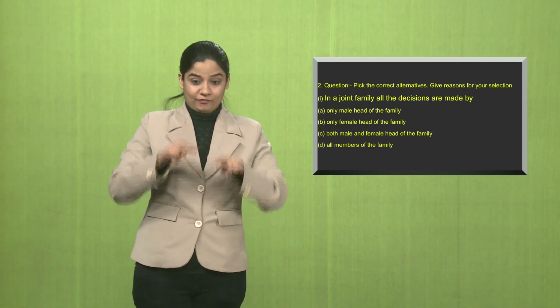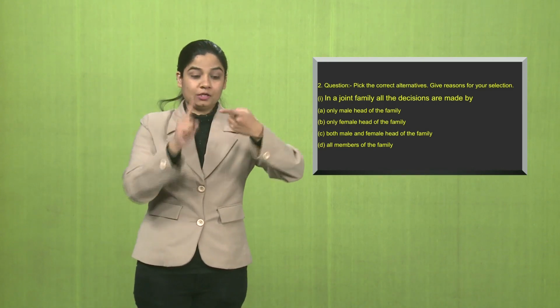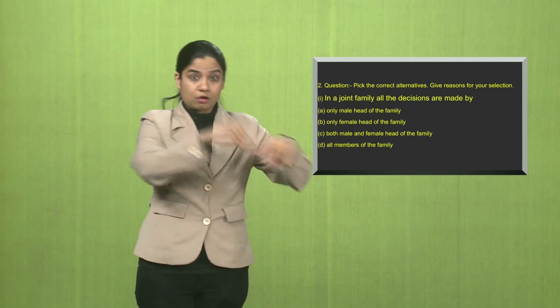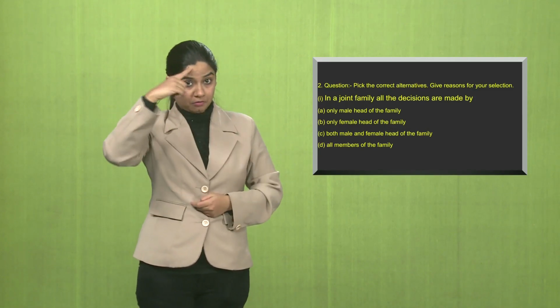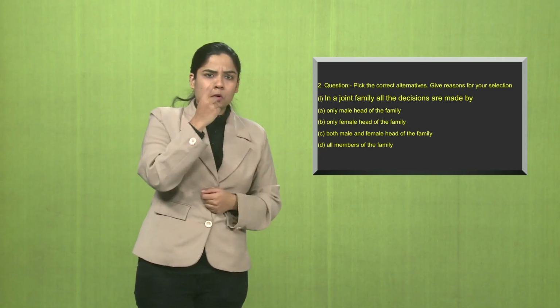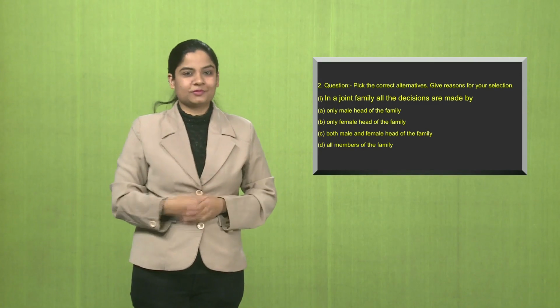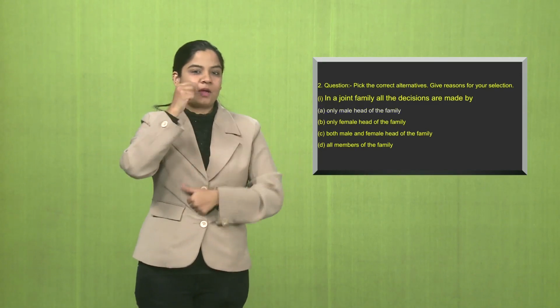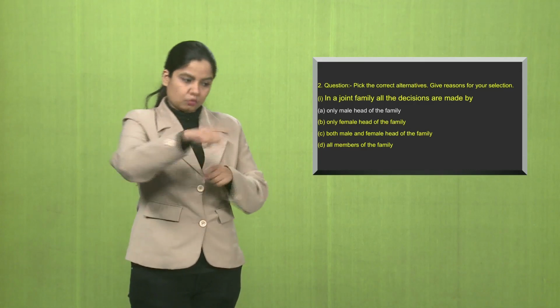Question second. In a joint family, all decisions are made by who? What were the answers? Only male head of the family, female head of the family, or both male and female heads of the family, or all members of the family? The answer is male head of the family is the decision maker in joint families.